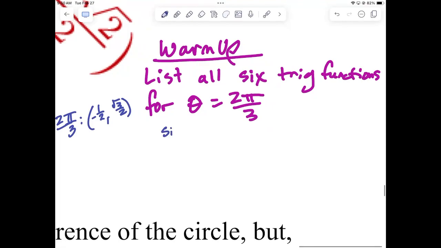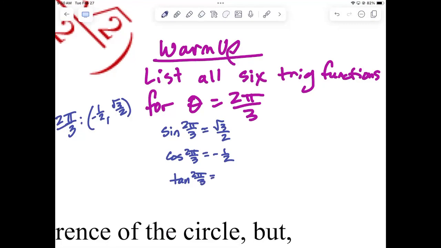Here we go. Sine of 2 pi thirds. I'm going to actually write the angle. Sine of 2 pi thirds is just the y value there, isn't it? What's the y value there? Square root of 3 over 2. Yeah, there's the sine of 2 pi thirds. What's the cosine of 2 pi thirds? Negative 1/2. Very good.